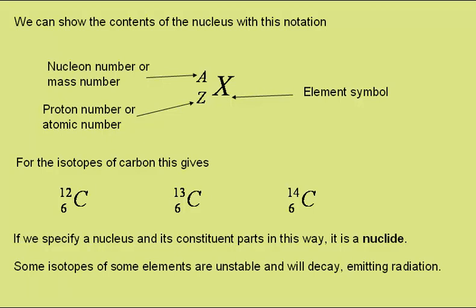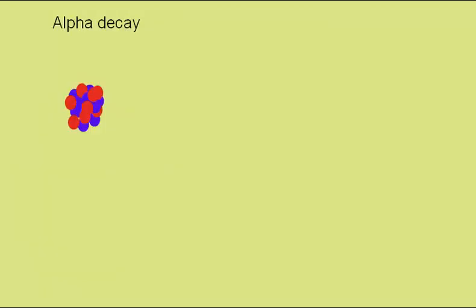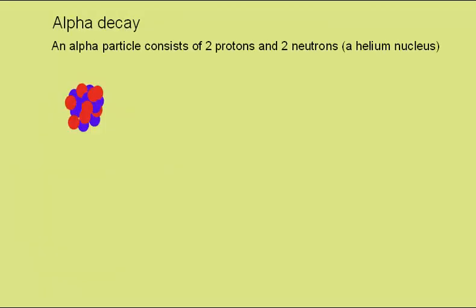Some isotopes of some elements are unstable and will decay emitting radiation. One type of decay is called alpha decay. An alpha particle consists of 2 protons and 2 neutrons, making it a nucleus of helium. This is ejected from the nucleus. So this nucleus is going to lose 2 protons and 2 neutrons.